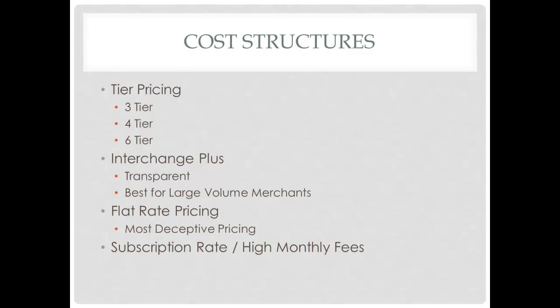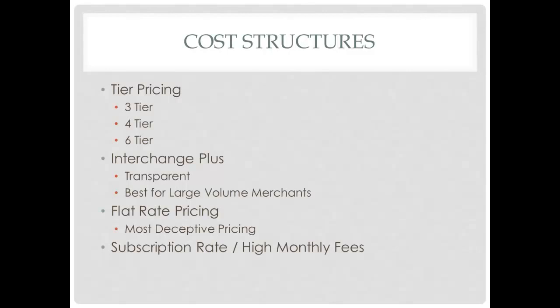On 6-tier pricing, it's different. So on 6-tier pricing, you have 3 buckets for check cards, and you have 3 buckets for credit cards. So in other words, there's a qualified, a mid-qualified, and a non-qualified rate for check cards, and there is a qualified, mid-qualified, and non-qualified rate for credit cards. Okay, very different. Now, usually the surcharge rate would be the same, but so that's tier pricing.